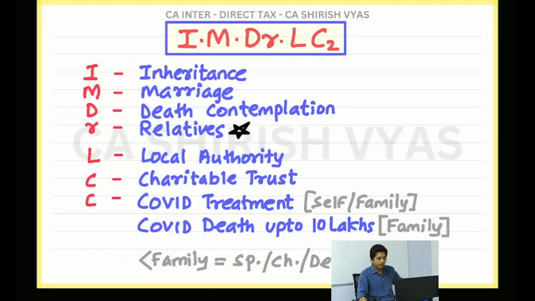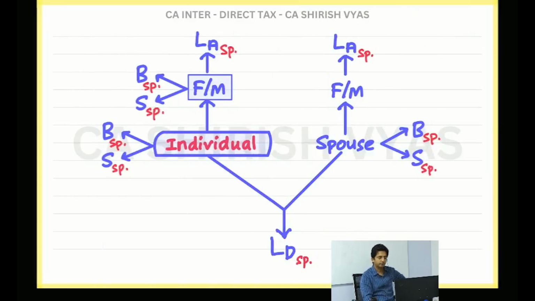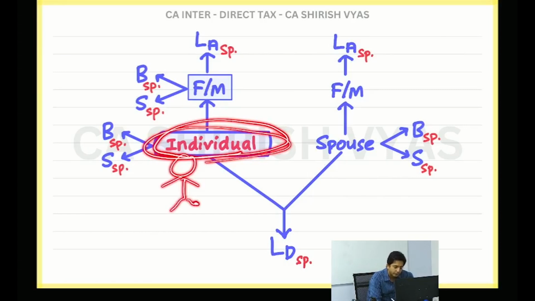Okay. Now the next point is, what do you mean by relative? See, why is the definition of relative important? Because only if I can prove that the gift was from a relative, it will be exempt. So now who is my relative? Look. See, this is a family tree. Everyone sitting on the tree, they are my relatives. You know, where am I in the tree? See, here, this is me. Imagine this is your sir. So imagine this is me.